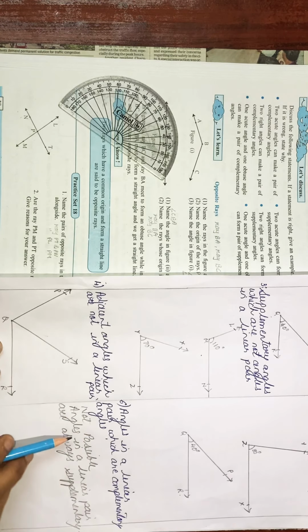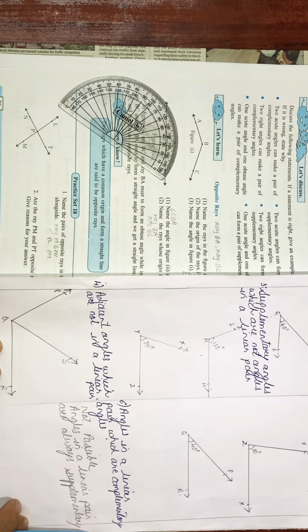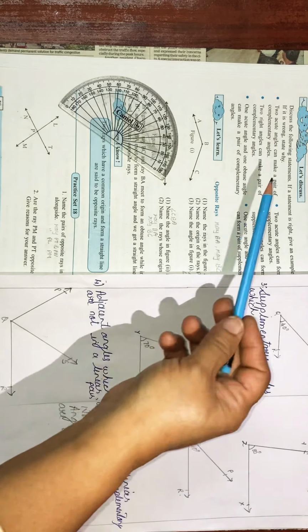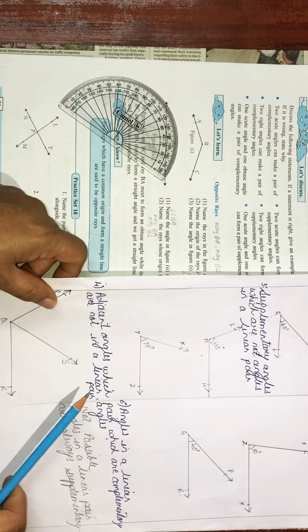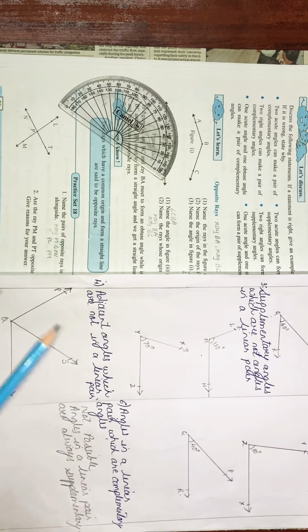Here, it is not possible to draw this figure because we know that angles in a linear pair are always supplementary. So you will draw these figures in your classwork book and also solve these exercises. Plus, let's discuss this also. You will write it. So I hope you have followed these different concepts here. Thank you.